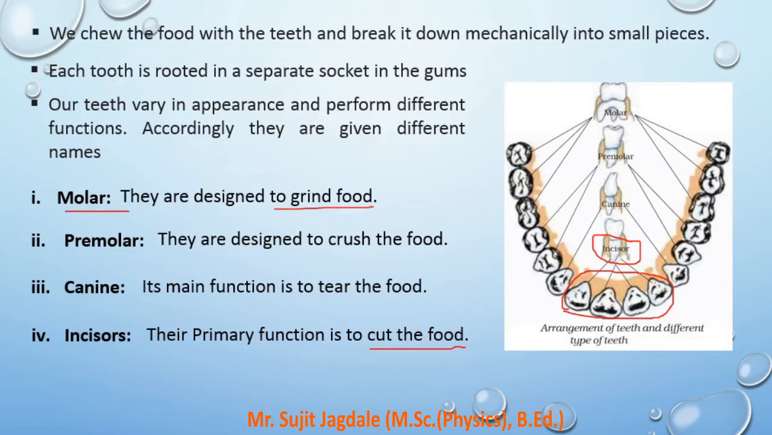Okay, so these are the four teeth: molar, premolar, canine and incisors, and their functions are different: grinding, crushing, tearing and cutting. So you can also count the teeth. Just count the number of teeth in the lower and upper jaw from the diagram, or in your mouth. It should be 32. That is, the total number of teeth is 32. They are divided into different groups according to their function.